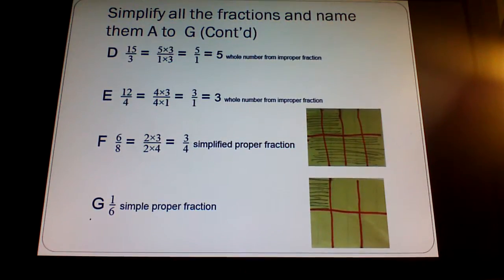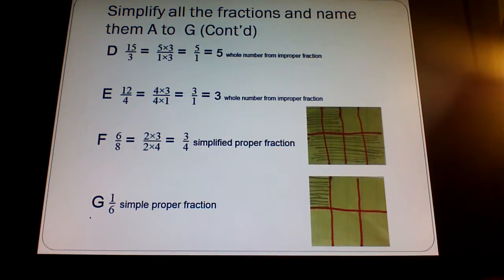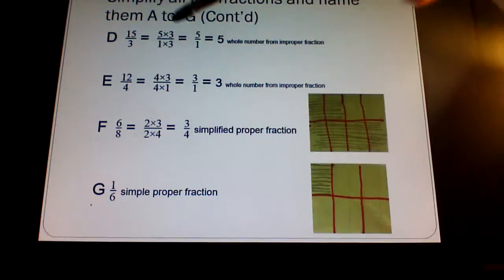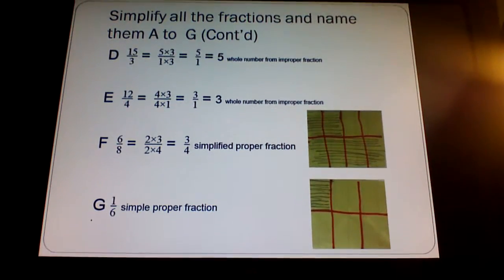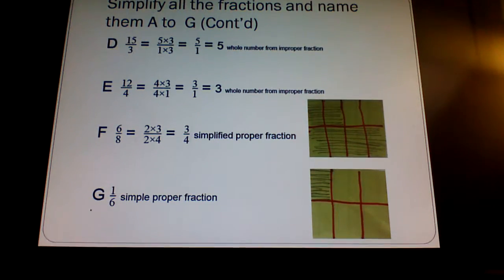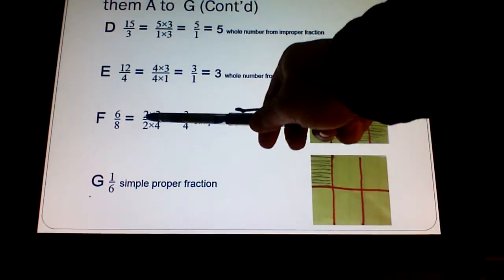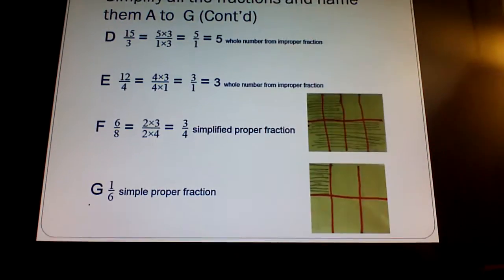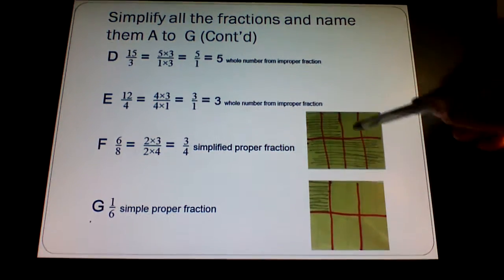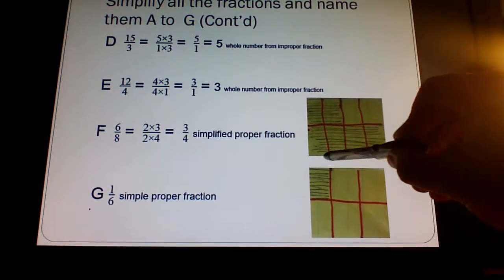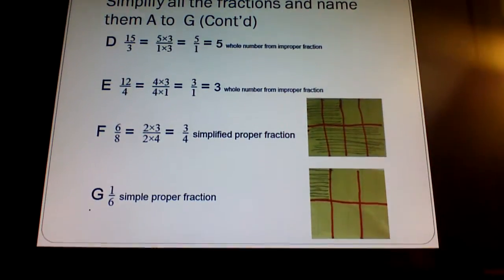12 by 4 is equal to 3 by 1, where 4 is a common factor and you get a whole number 3. D and E have similar solutions. F, the next fraction, 6 by 8, is again a proper fraction having a common factor 2, which is simplified to 3 by 4, having a value of less than 1. As seen here, this is divided into 4 and 3 out of 4 is less than the whole 1.